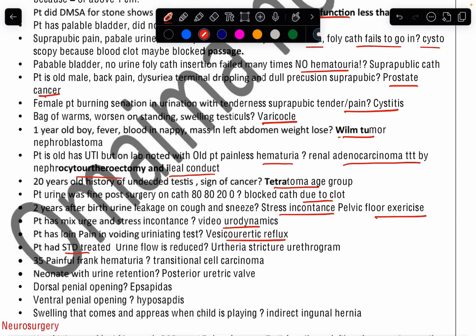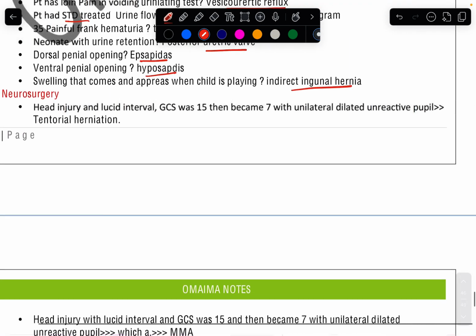Urinary flow is reduced, urethral stricture. 35, painful frank hematuria, transitional cell carcinoma. Neonate with urine retention, posterior urethral valves. Patient with dorsal penis injury, epispadias. Ventral is hypospadias. Swelling comes and appears in childbearing, indirect inguinal hernia.